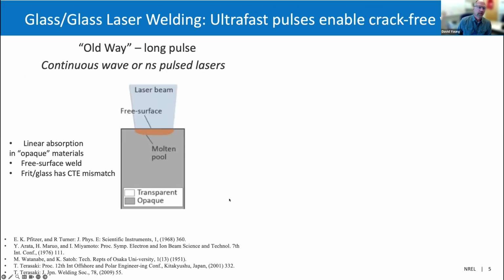So the glass laser weld that I'm going to be talking about today is actually enabled by ultra-fast pulses, so relatively new lasers. I'm going to call the old lasers nanosecond lasers and longer in terms of pulses, so continuous wave all the way up to a nanosecond pulse laser. Those kinds of lasers rely on linear absorption of the photons into the material. So you need an opaque material in order to absorb those photons and that energy to melt the surface. And the weld is always at a free surface.